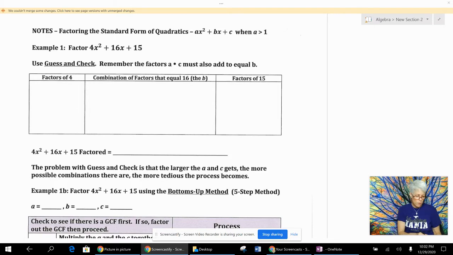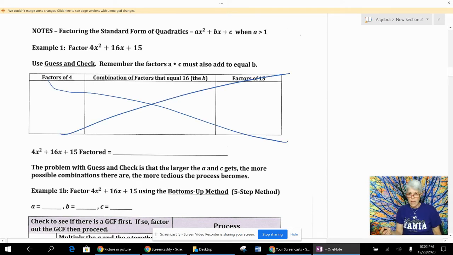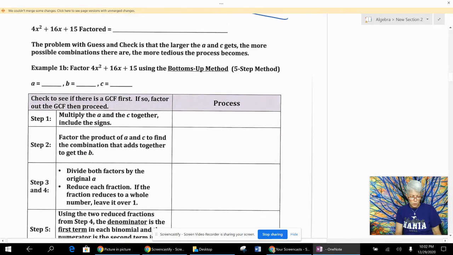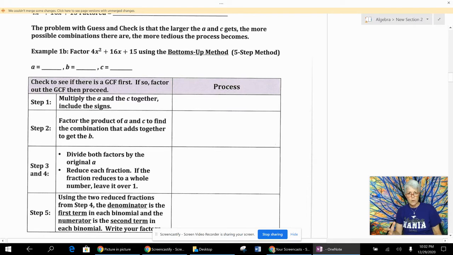So first off, I'm not even going to show you guess and test when a is greater than 1 because it's just a waste of our time. So we're not going to factor that. So let's just go straight to factoring a quadratic when a is greater than 1.